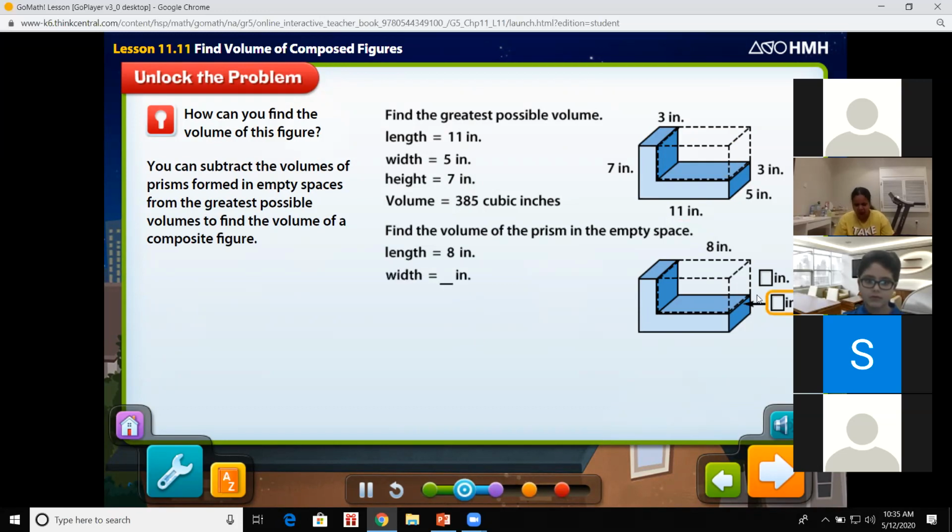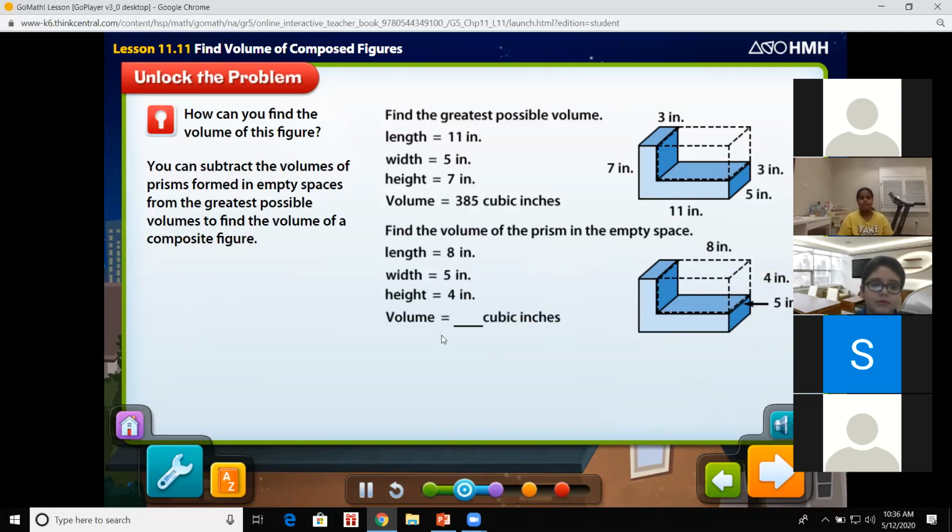Okay, now find the width of the empty space. Width will be the same, right? Width is 5 inches. And what's the height of the empty space? Height is 7 minus 3. So 4. The height is 4 inches.